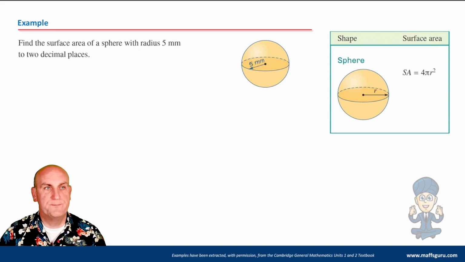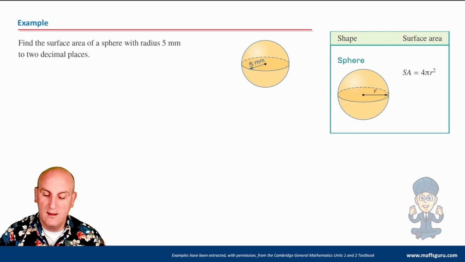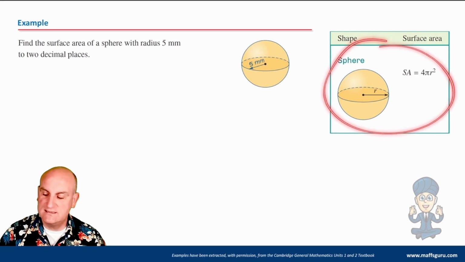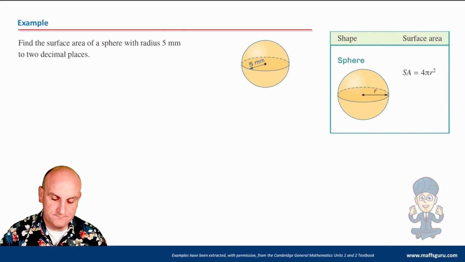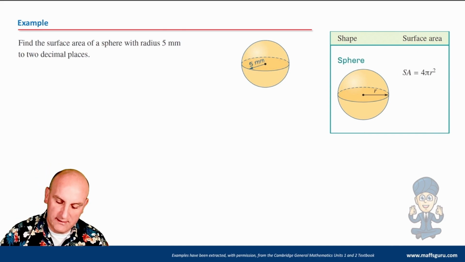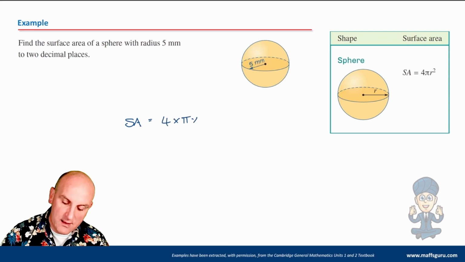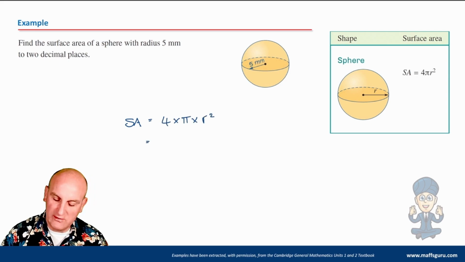What question we got next? Oh, sphere. Thank you very much. And again, thank you very much, Cambridge. We've got this nice graphic here to help us work it out. So I'm just going to write down there that my surface area is given by 4 times pi times radius squared.